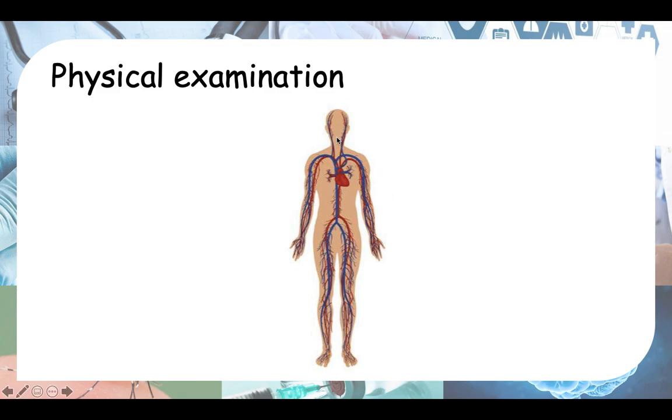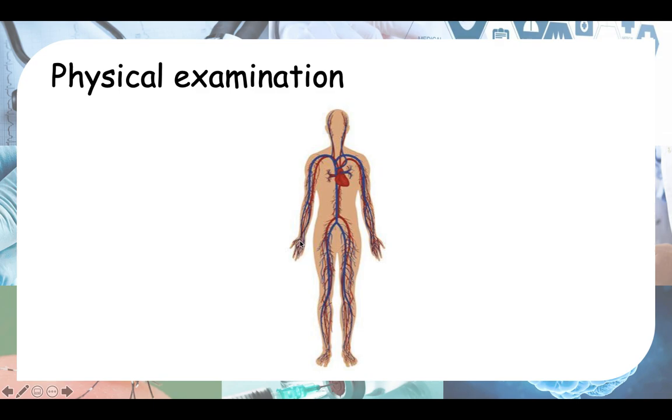So, any cyanosis, any breathlessness, look at the whole body for the body habitus. Is he obese or not? And then look at the hands. Look for Janeway lesions. Look for Osler nodes. These are signs of infective endocarditis. Look for clubbing. Check the capillary refill time. Press on the nail beds and check capillary refill time.